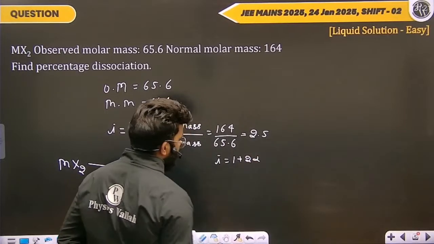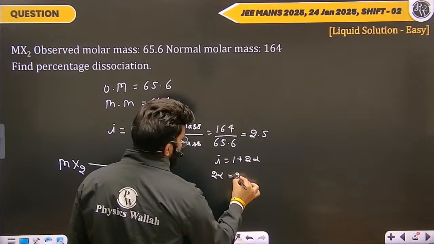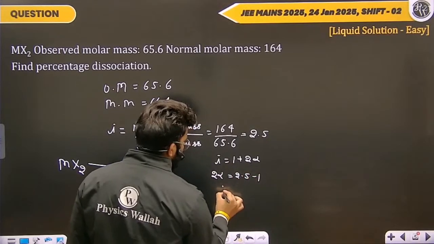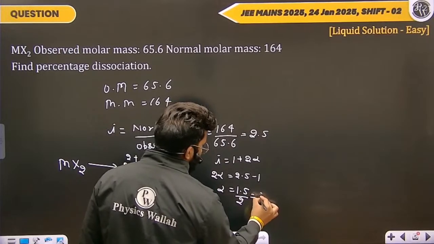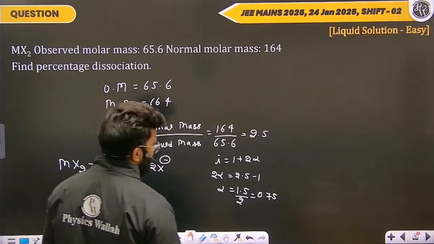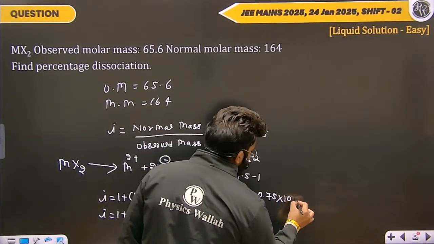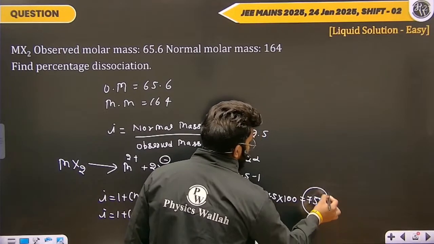We will find out the alpha. 2 alpha equal to i, 2.5 minus 1. Alpha equal to 1.5 divided by 2. It will give 0.75. And now we have to calculate the percentage. Now it is multiplied by 100. The answer will be 75%. Your correct answer is 75%.